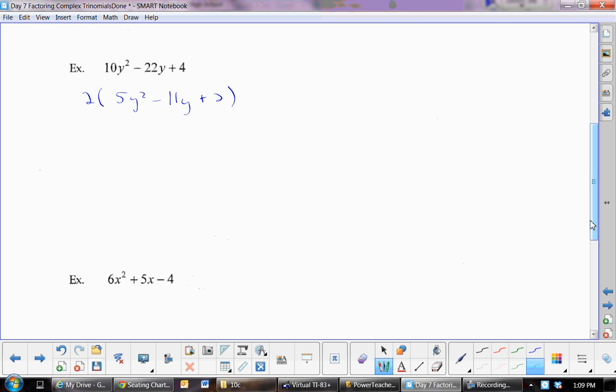Okay? So now I'm looking for what two things add to give me negative 11 and multiply to give me 10. Now I'm doing what signs? Two negatives. Negative 10 and negative 1. So we've got to deal with that too, and maybe you want to put square brackets there. So that's 5y squared minus 10y, 5 times 2, you guys, minus 10y minus 1y plus 2.